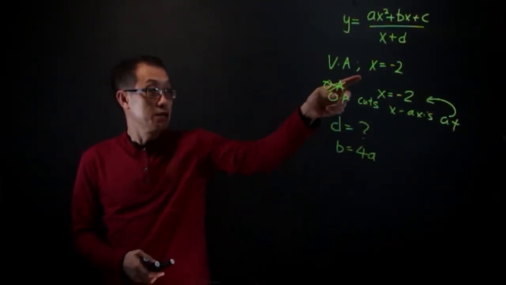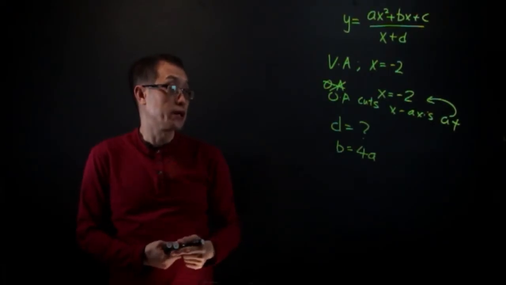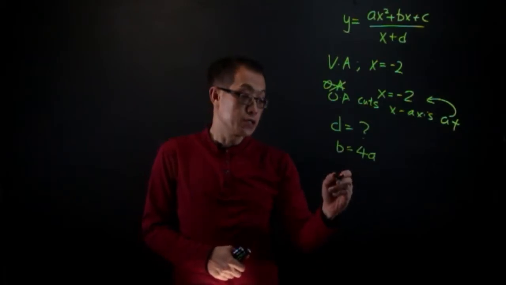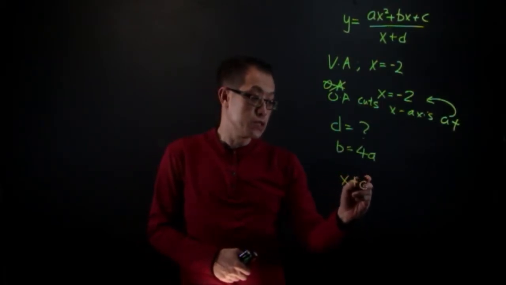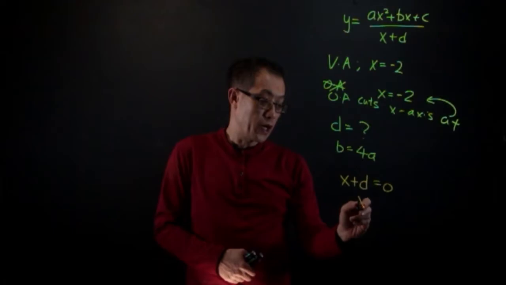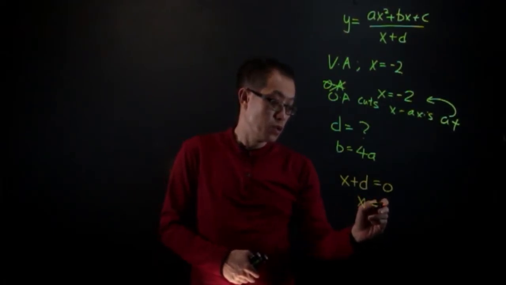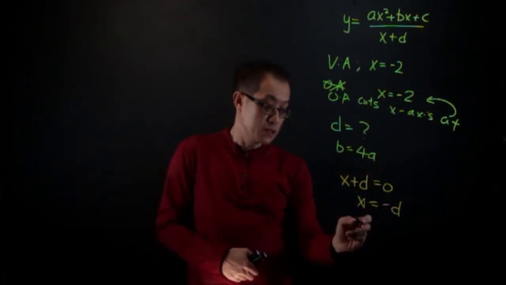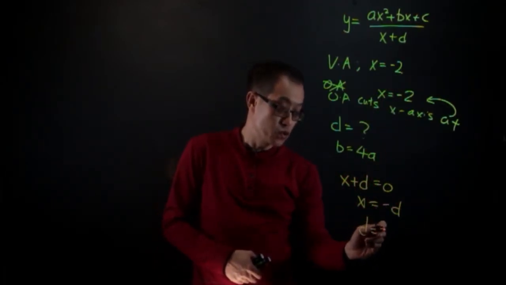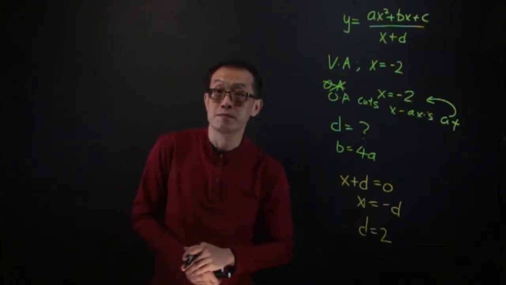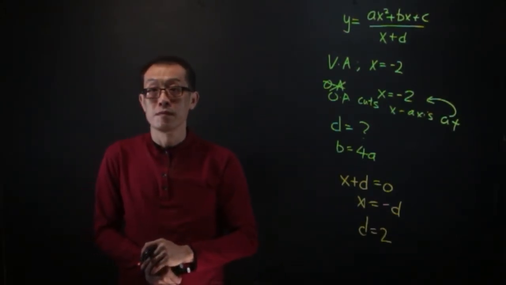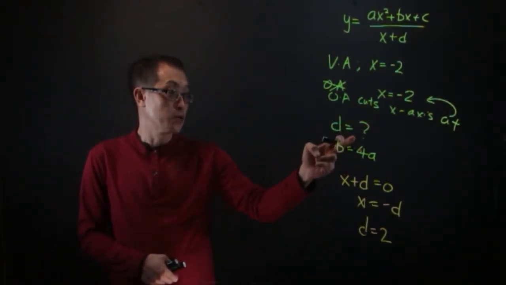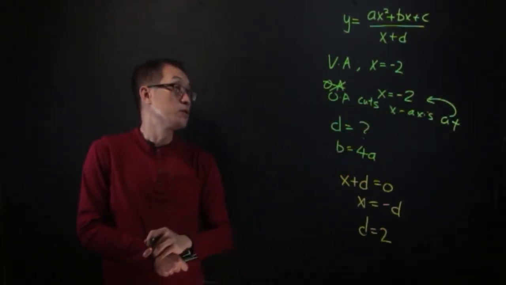Now the vertical asymptote is x equals minus 2. To find the vertical asymptote, you equate the denominator to 0, so x equals minus d. Comparing, d equals 2. Now, the other part: the oblique asymptote cuts the x-axis at x equals minus 2.